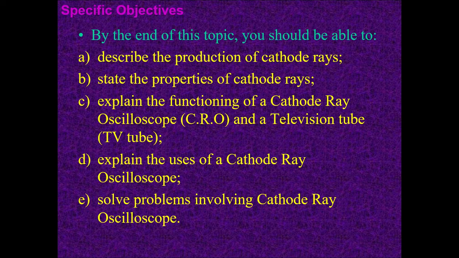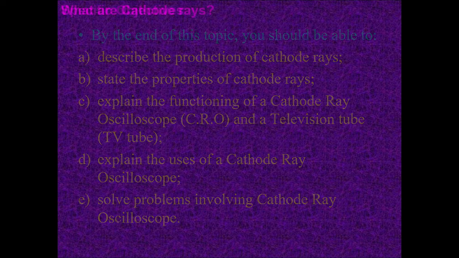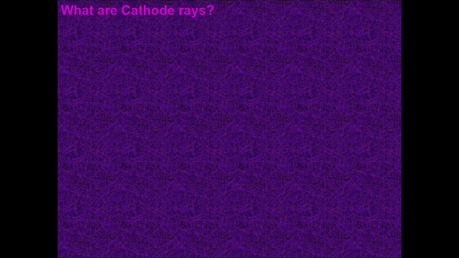Now in this tutorial, you shall be able to describe the production of cathode rays and also state the properties of cathode rays. The rest shall also be covered in the upcoming tutorials. Basically, what are cathode rays? You may raise a concern: what are cathode rays, or why do we bring up the term cathode rays?